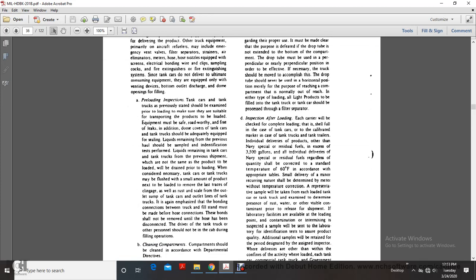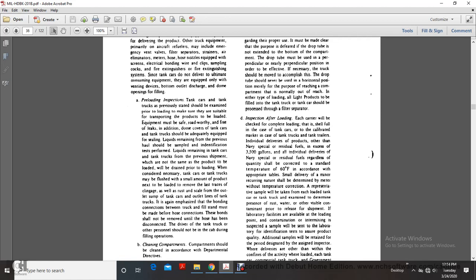The preloading inspection. Tanker cars and tanker trucks, as previously stated, are examined prior to loading to make sure that they are suitable for the transportation of the product to be loaded. The equipment must be safe, roadworthy, and free of leaks. In addition, the dome cover of the tank truck must be adequately equipped for sealing. Liquids remaining from the previous shipment should be sampled and identified. Liquids remaining in the tanker car or tanker truck from the previous shipment, which are not the same as the product to be loaded, will be drained prior to loading.